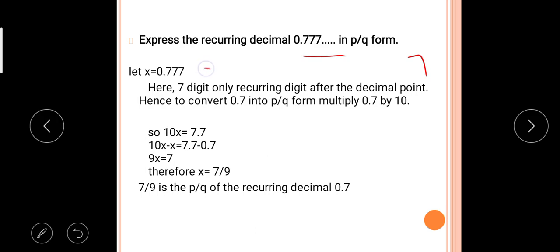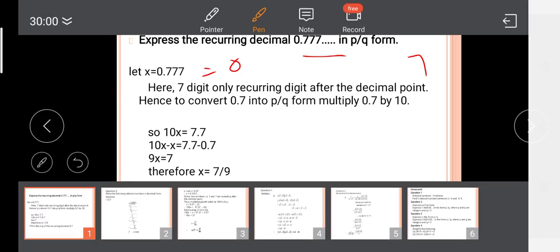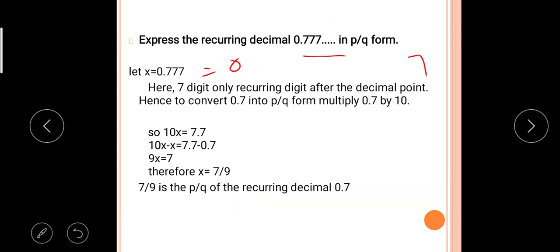You can write here it is equal to 0.7 with a dot on top. It means that this number 7 is in a recurring type.